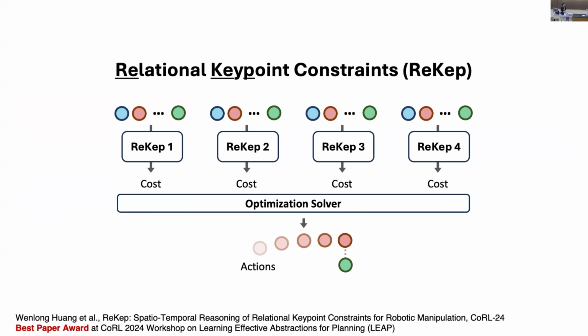Here's how the overall framework looks in general. We first decompose the task into several stages, with ReKep 1, 2, 3, and 4 representing each stage. For each stage, the inputs are a number of 3D keypoints of the environment, and we generate the spatial temporal constraints within that stage. Then we can use off-the-shelf optimization solvers to do the optimization to give us the robot actions.